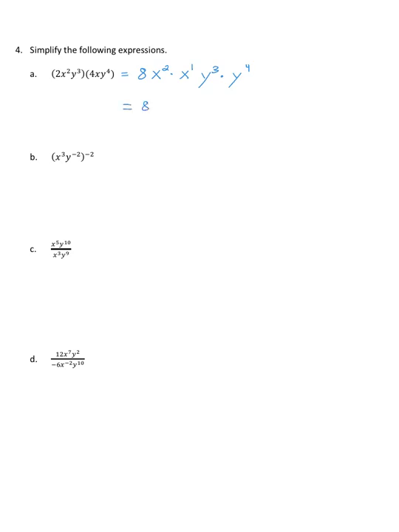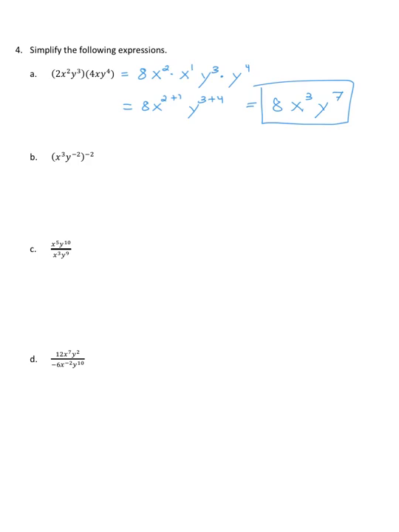We have a property that says you can add the exponents as long as the bases are the same. So that is, this is 8 times x cubed times y to the 7th. This property simply just tells you how many of these things that you have in a row. And this is the final answer.